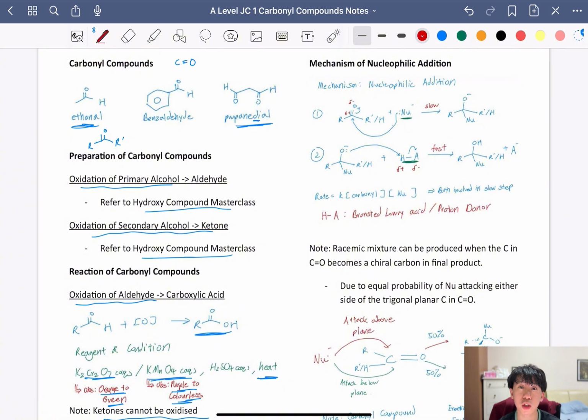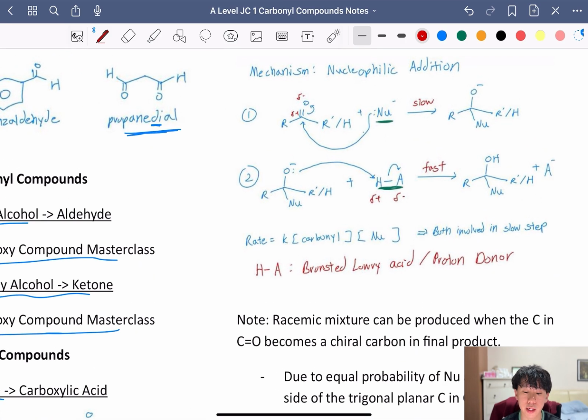Next, I want to introduce a new mechanism, nucleophilic addition. This is a special mechanism that your carbonyl compounds can go through. So what starts us off is that because your carbonyl compounds, the C is electron deficient because it's bonded to the electronegative O, you need to write your delta minus and your delta plus as such. And this is what propels the reaction. Your nucleophile is going to hunt for the electron deficient carbon and attack it.